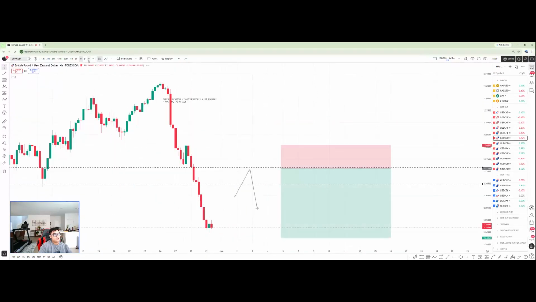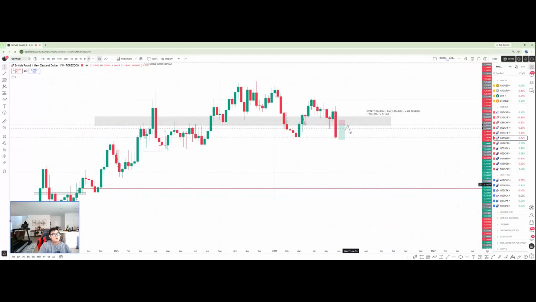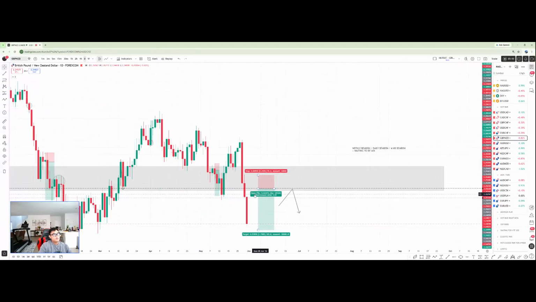GBP NZD. This is my number one as well. All right. Weekly week pullback, daily, hoping that we have a kind of rejection on the previous structure point.